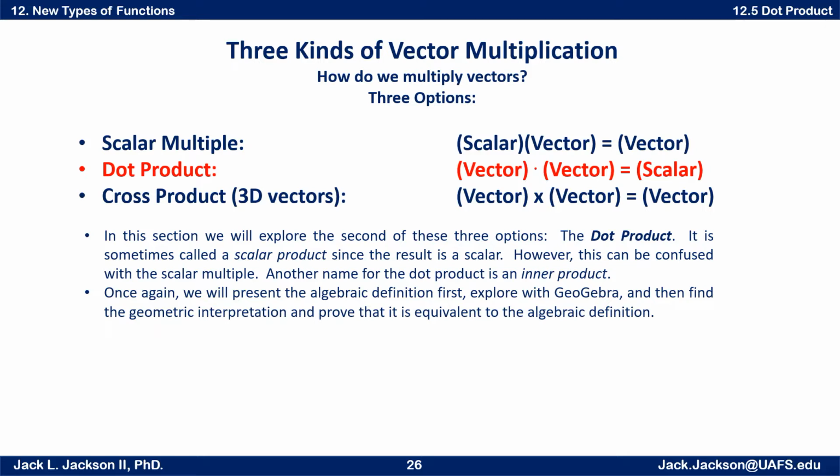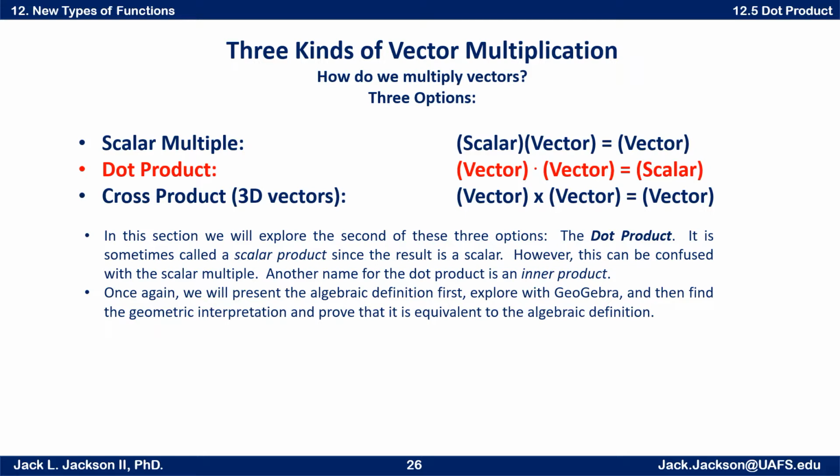And just like we did with the scalar multiple, we're going to present an algebraic definition first, explore it with GeoGebra, and then find the geometric interpretation, and then finally prove that it's equivalent to the algebraic definition. But once again, remember this is kind of backwards. It's not because somebody said, let's find a cool way to multiply two vectors, and then what does that happen to turn out to be algebraically? No, it's actually more the other way around.